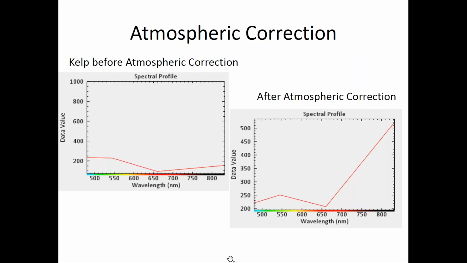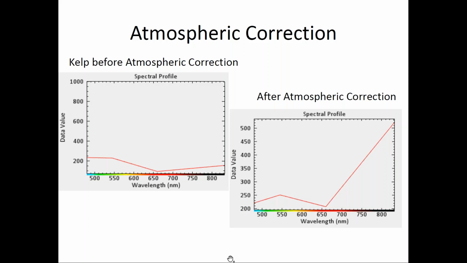So this is just an example of the atmospheric correction. What you see on the left is the digital numbers on the y-axis, and again the spectra, the light wavelengths, on the x-axis before atmospheric correction, and the plot represents Kelp. And on the right side, it's after atmospheric correction for the same target, Kelp. So what you see is a dramatic change in the spectra, and the differences are due to atmospheric attenuation.